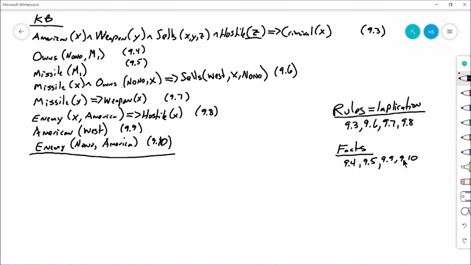Remember how this works. Continuously try to satisfy the premises of the different rules, and that allows you to add their conclusions to your knowledge base. You just keep going until you can't add any more new facts, or until you generate the thing that you're trying to prove. In this case, we're trying to prove Criminal(West). So we have to generate that sentence in order to infer that West is a criminal.